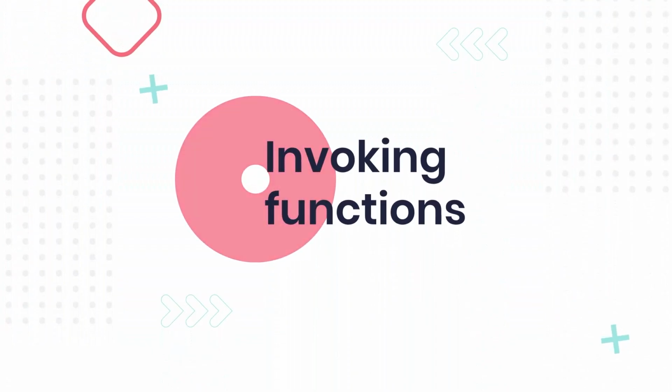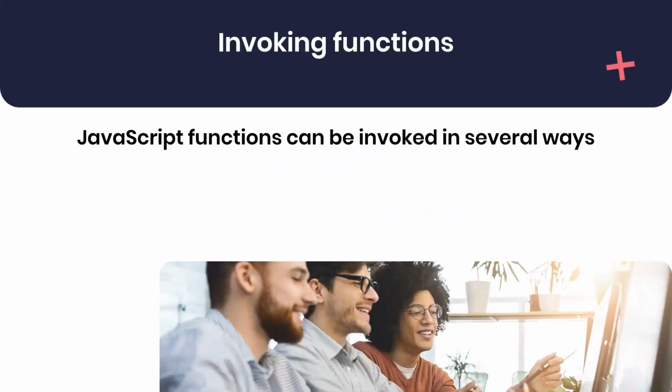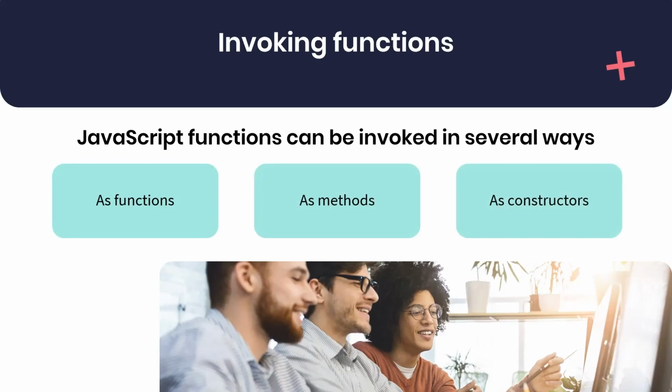JavaScript code that makes up the body of a function is not executed when the function is defined, but rather when it's invoked. JavaScript functions can be invoked in several ways. Let's take a look at the three most common ways: as functions, as methods, and as constructors.